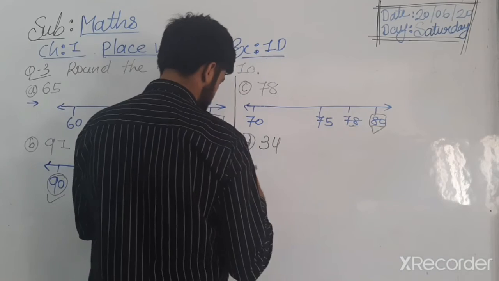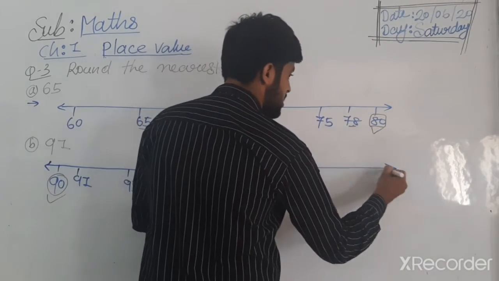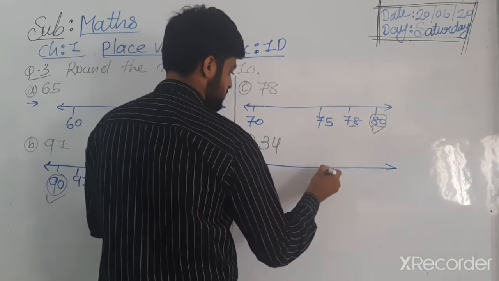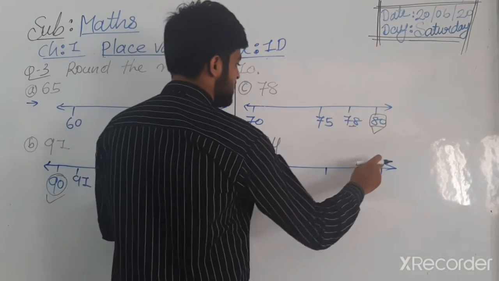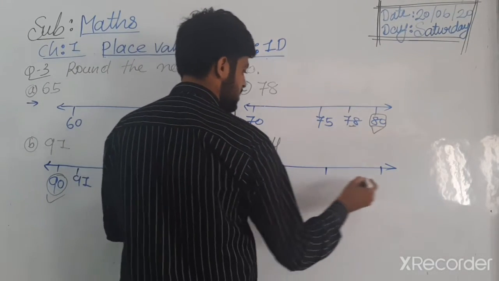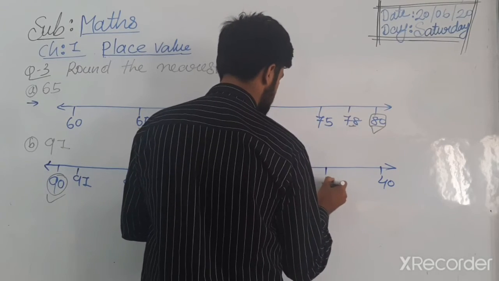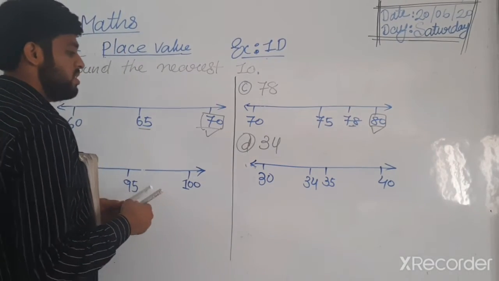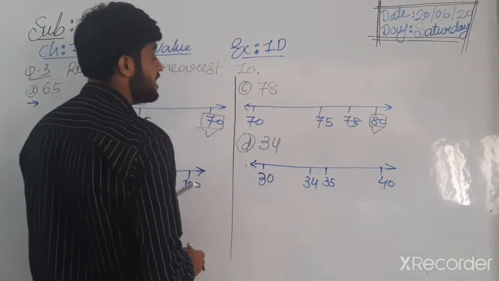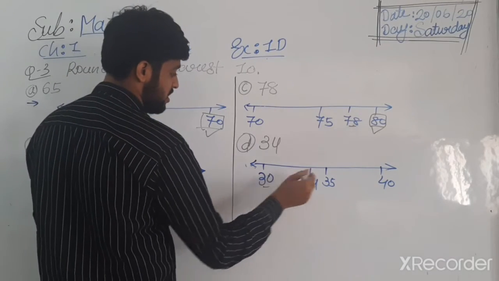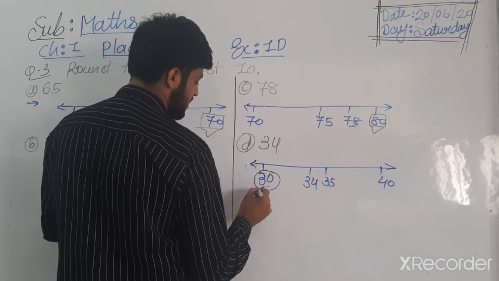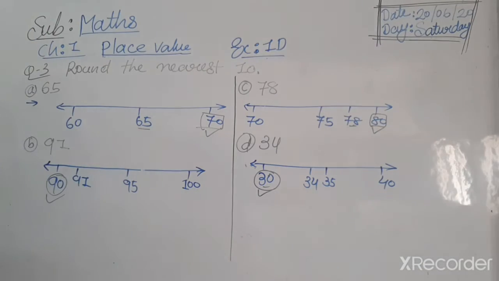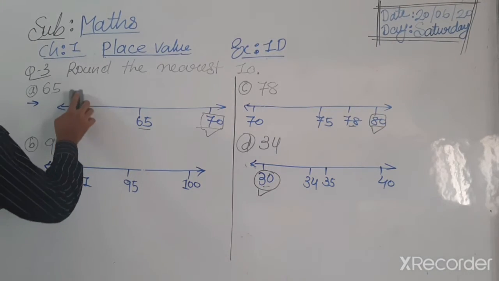Then D is 34. Let's check on a number line, 30 and 40, with 35 in between, and 34 is before 35. Which ten is the nearest to 34, 30 or 40? Obviously 30. So we write 30. Now again, question number E.